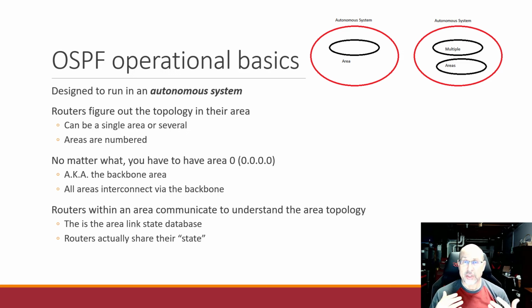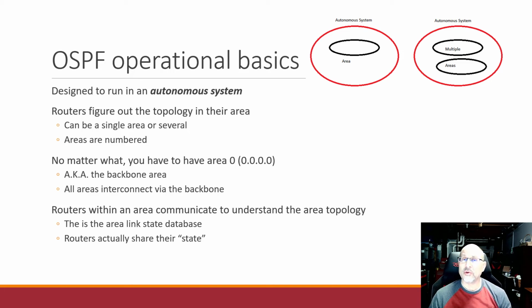Areas have individual numbers, and no matter what, you have to have an area 0. That's the backbone area. All other areas interconnect via the backbone, but you've got to have the backbone area. Now, within an area, the routers communicate to understand the topology within that area. And an area topology can be really complex with lots and lots of routers, or it can be very, very simple with just a few networks. Once that topology is discovered, that constitutes the area link state database.